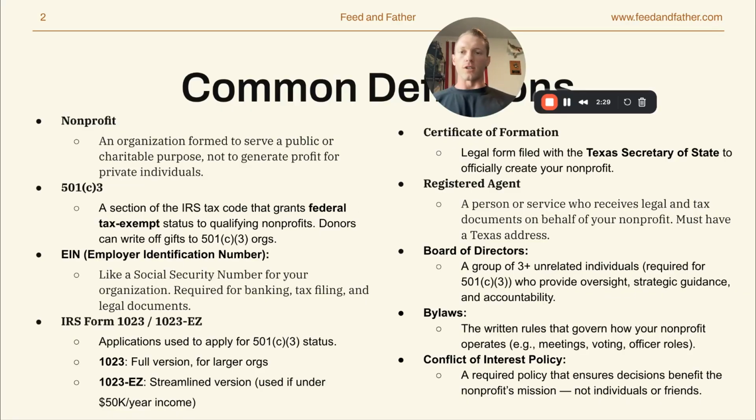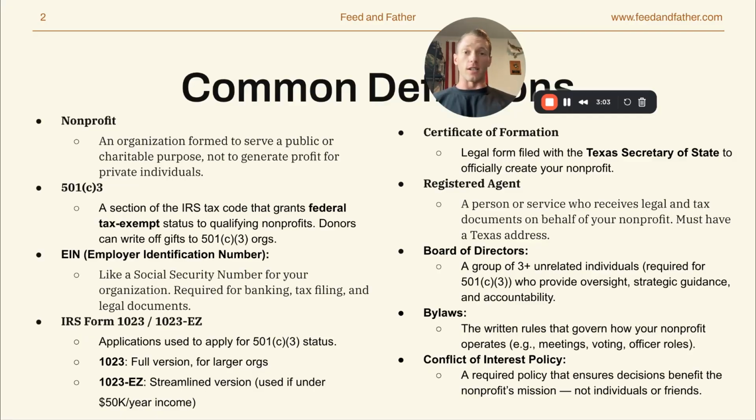So a nonprofit is an organization formed to serve a public or charitable purpose, not to generate profit for private individuals. So don't get that mixed up with that you never have profit. You need to have profit. The first organization I sat down with was the director for Habitat for Humanity. And he goes, the first rule of a nonprofit is to make profit. You can do essentially no good if you don't have profit.